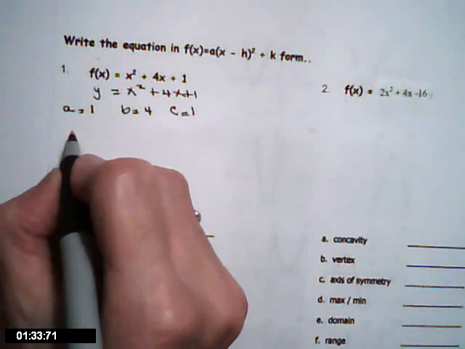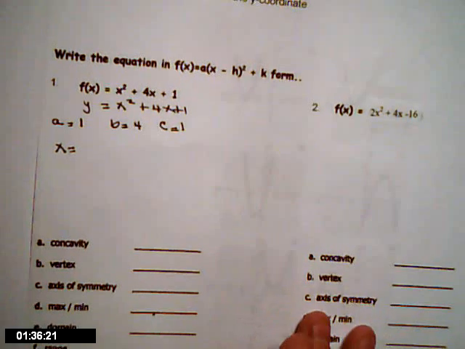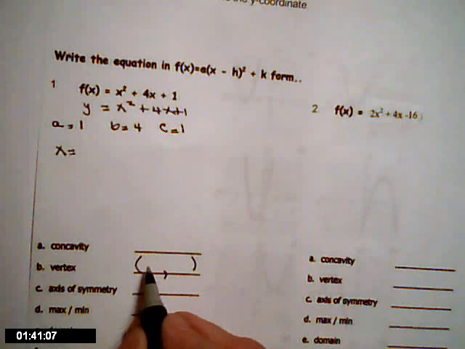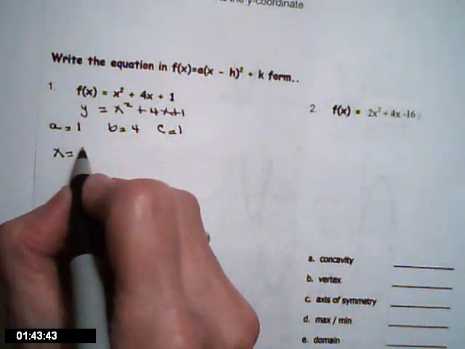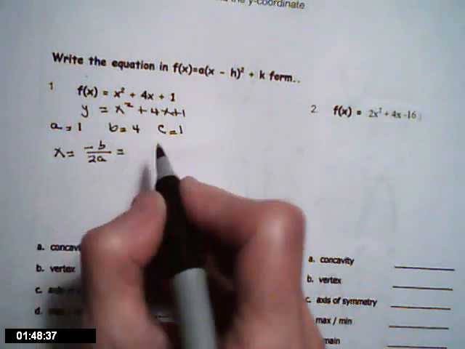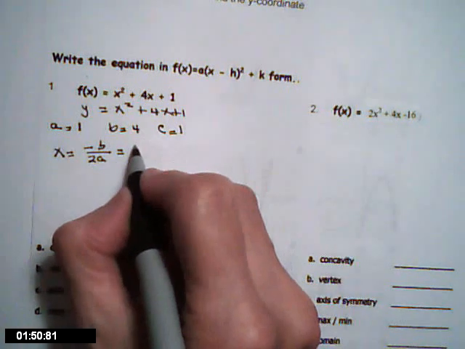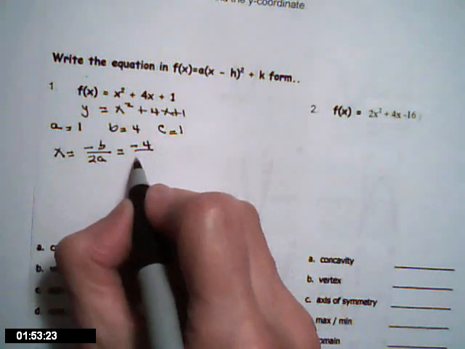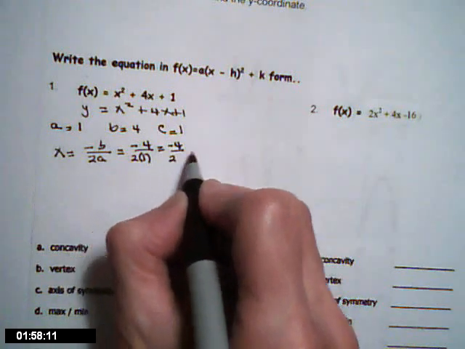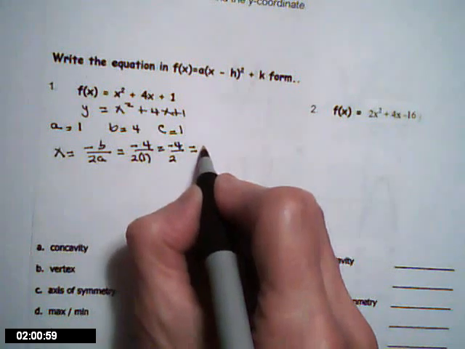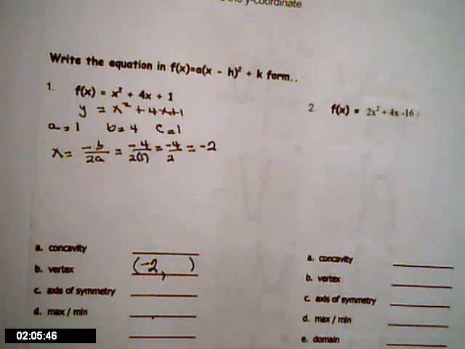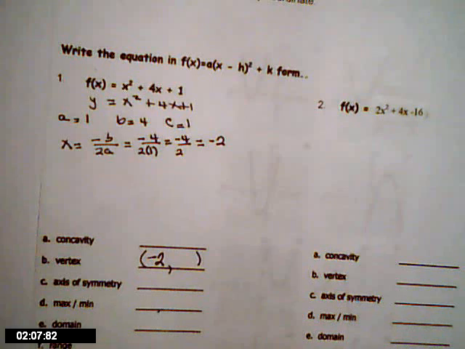Now, to find x, if you remember, I'm looking for this vertex, so I'm first looking for x. To find x, I need the opposite of b over 2a. Well, if b is 4, the opposite of that would be negative 4 over 2 times a, which is 1. So that's negative 4 over 2, which reduces to negative 2. Now that's the x in my vertex. Okay. Now I need to find y.